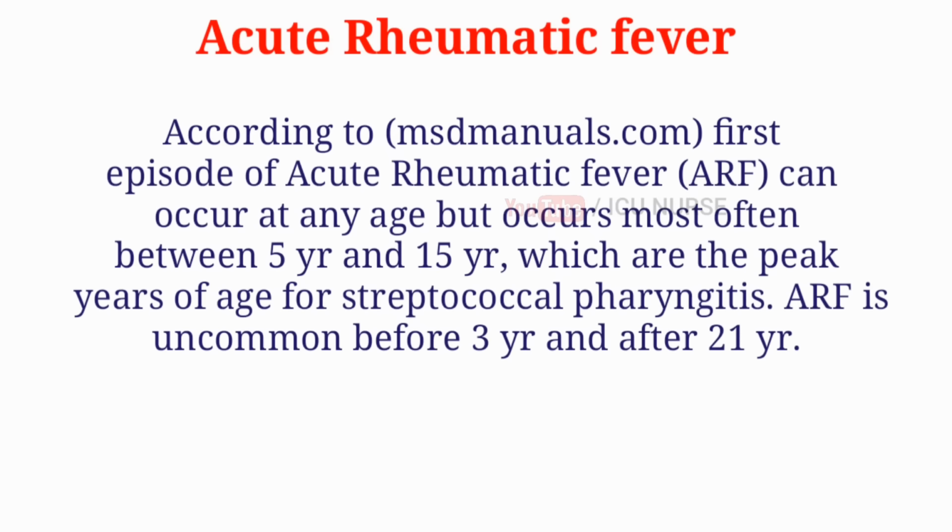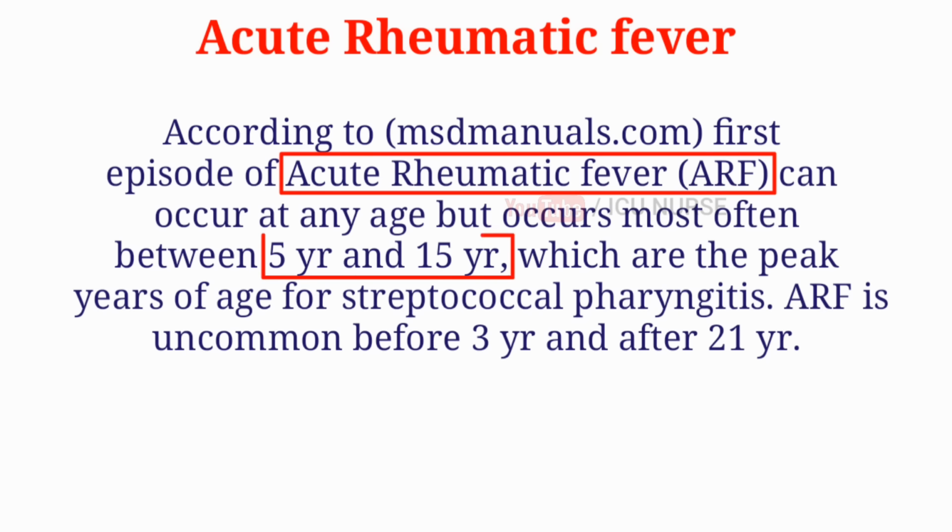According to msdmanuals.com, the first episode of acute rheumatic fever can occur at any age, but occurs most often between 5 to 15 years, which are the peak years of age for streptococcal pharyngitis. Acute rheumatic fever is uncommon before 3 years and after 21 years of age.